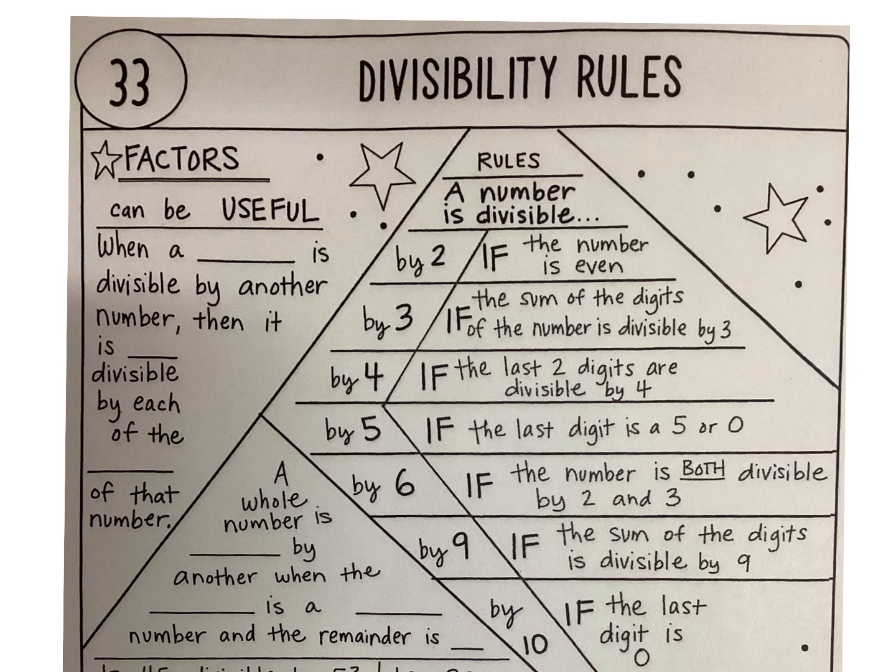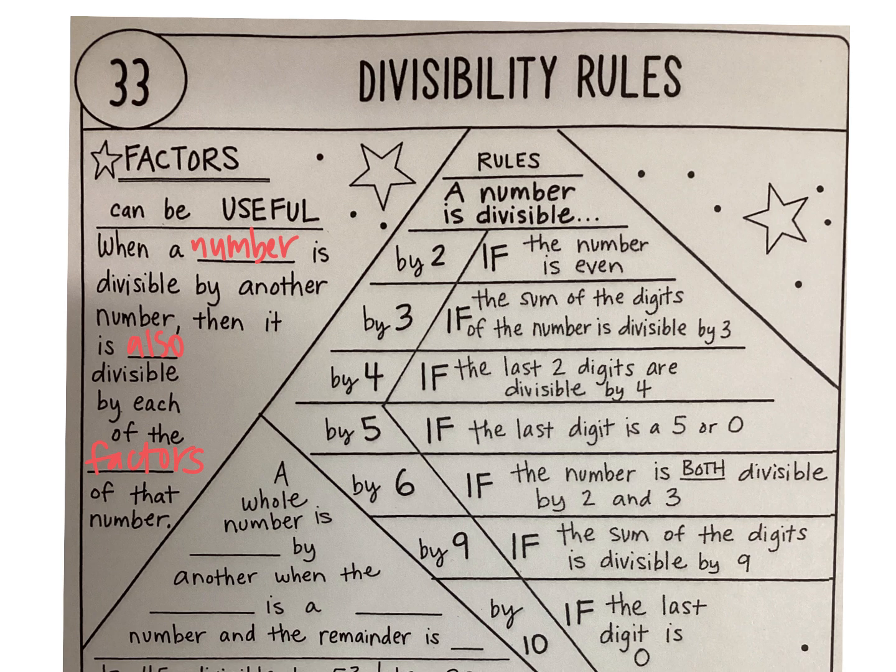Okay, let's fill in our notes for divisibility. All right, it says factors can be useful. So how are factors useful? When a number is divisible by another number, then it is also divisible by each of the factors of that number. So when a number is divisible by another number, it's also divisible by the same factors of that number.